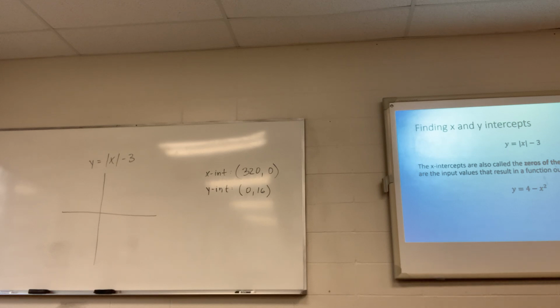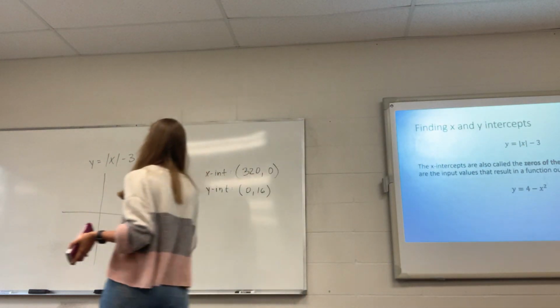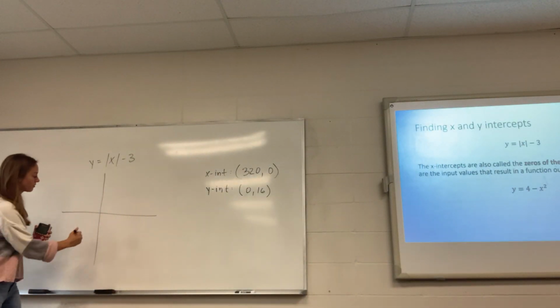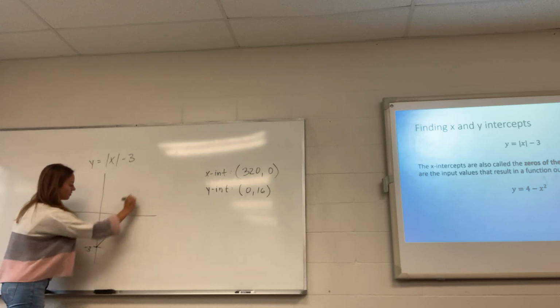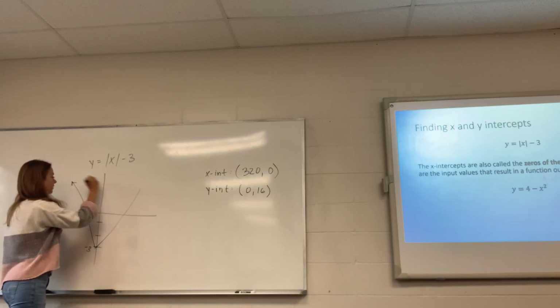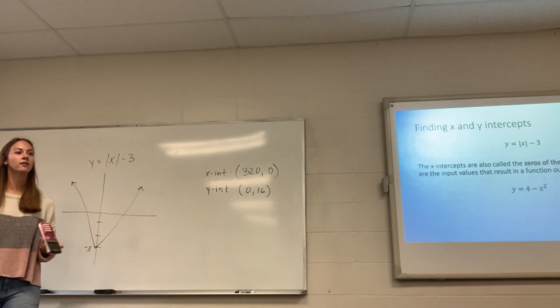Okay, so now we see an absolute value graph. And the -3, we can see that it shifted down 3. So here it is, and it's a V like this, right? Keeps going, something like that.